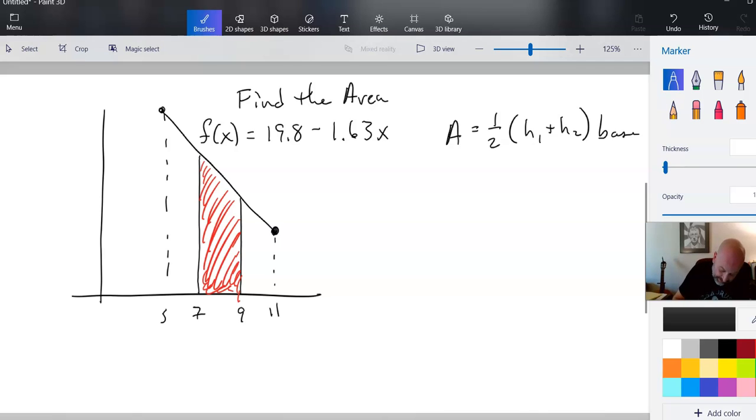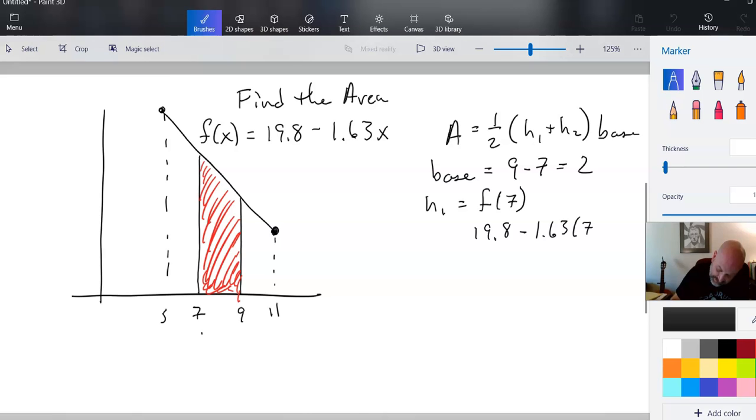Okay, so we need to find the base first. And actually, if you just look at these, a lot of the time you don't have to do the subtraction. You know that it's 2 units between 7 and 9, right? The base is often quite easy to just look at and see, but 9 minus 7 will give you the same answer. Okay, so we got the base. So now I need height 1, which is going to be f of x1, which is 7. So f of 7 is going to be 19.8 minus 1.63 times 7.